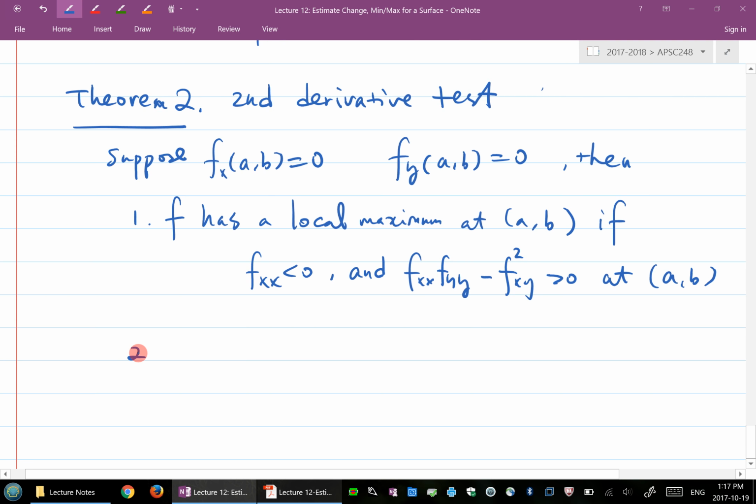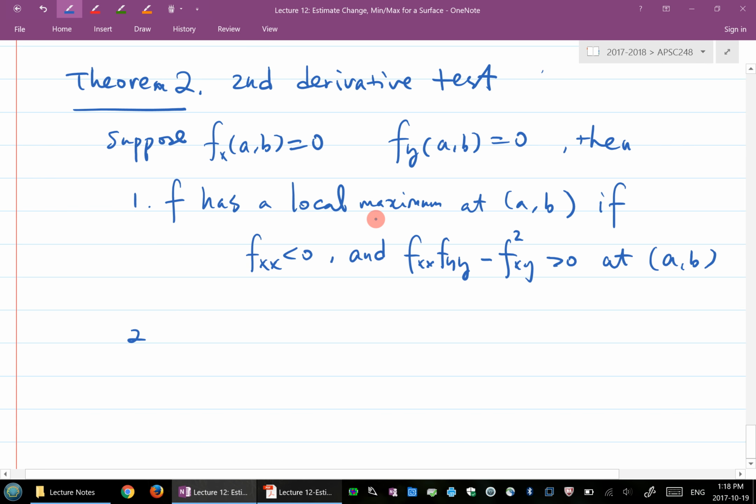So try to associate this with the second derivative test for functions of a single variable. This is a little bit complicated because there are two conditions you need to check here, and both of them involve second derivatives. If I have time, I'll show you how this can be proved using the Taylor series expansion for a function of two variables. Otherwise, you can simply memorize this theorem right here.